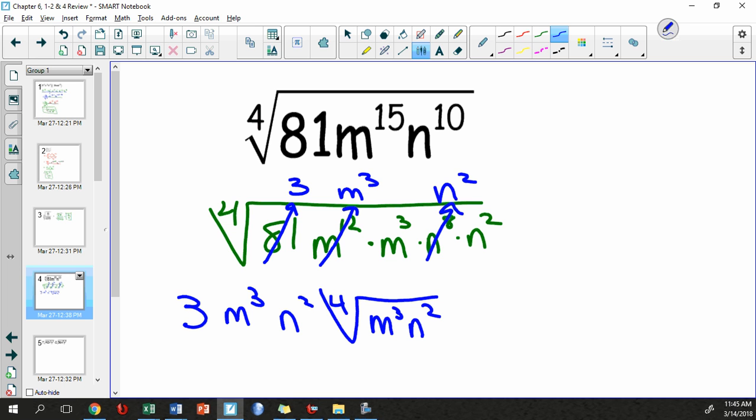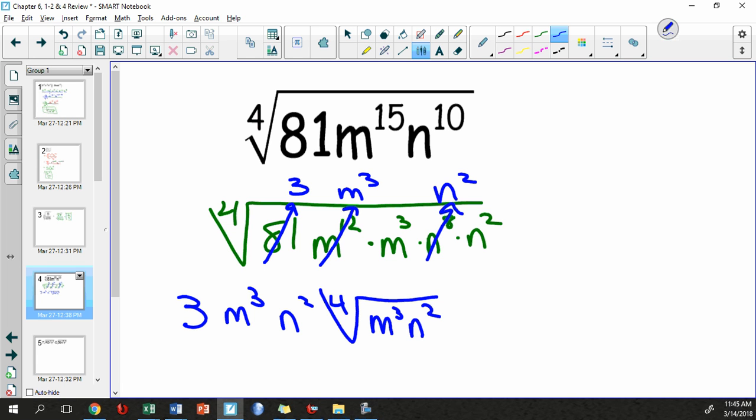All right, now, if the directions were to say assume all variables are positive, I would not need to worry about absolute value bars. But since I did not indicate that the variables were positive, you have to consider absolute value bars. When are absolute value bars necessary?